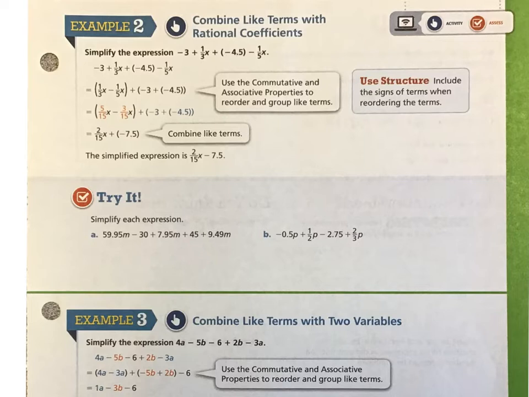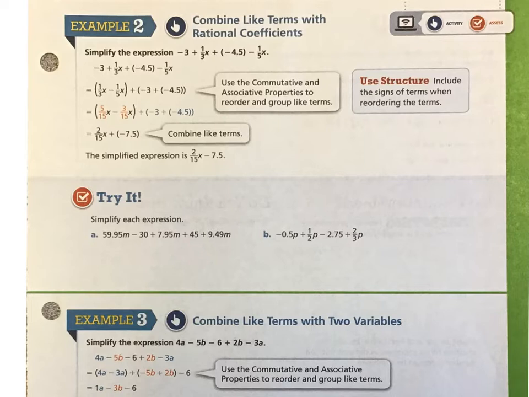So in this first example, you see we have a hot mess of numbers: negative 3 plus 1/3 x plus negative 4 5/10 minus 1/5 x. So we've got all sorts of numbers here in all sorts of forms. We have whole numbers, fractions, and decimals.